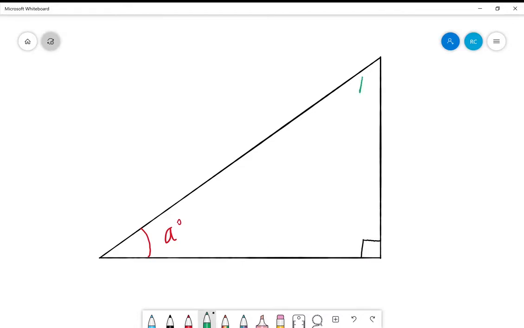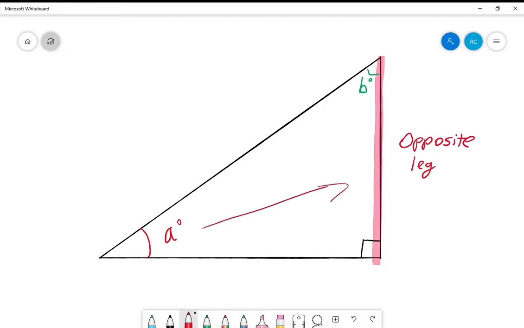I'm going to call this angle B degrees. And we're going to say that the side opposite from angle A, we're going to call this the opposite leg. In this particular diagram, yes, it's shorter than the other leg, but it won't always be that way. So we're going to call this the opposite leg because it is opposite A degrees. Okay?